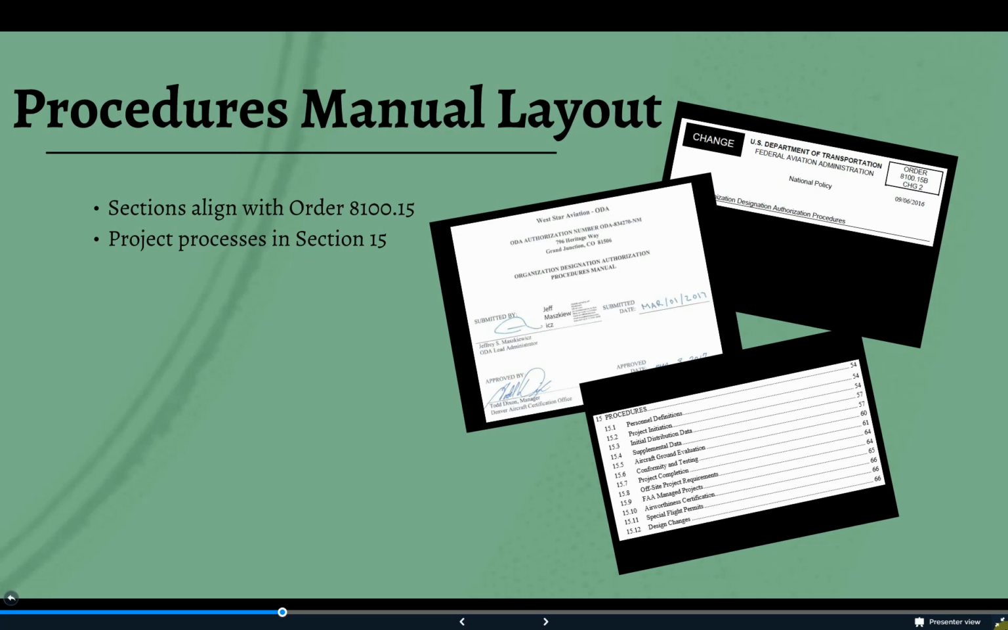The ODA is expected to use procedures that mimic those that the FAA uses, the only difference being unique steps that may be needed because the FAA being a government entity functions slightly different than an ODA can as a delegated organization. So, not the same as the FAA, but equivalent to.